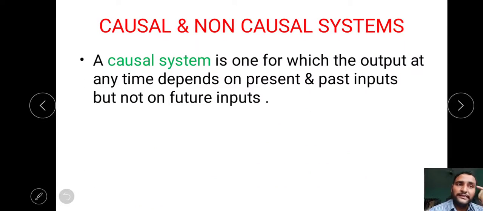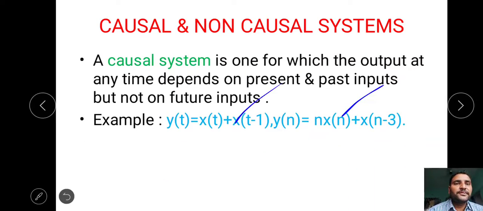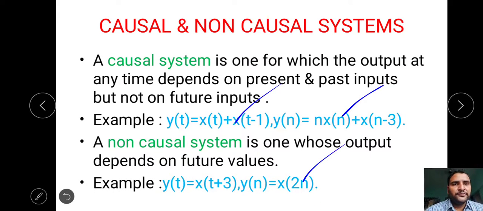Causal. A causal system is one in which the output at any time depends on present and past inputs. Here, the system output depends on present and past inputs, but not on future inputs. These are the examples for causal systems. A non-causal system is one whose output depends on future values also. That means dynamic and non-causal are almost equal, whose outputs depend on present, past and future inputs also. This is the example of non-causal.